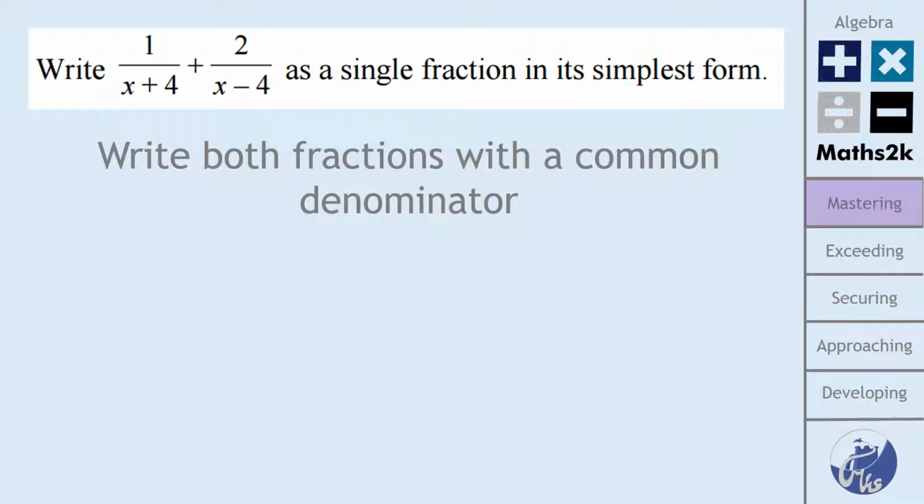The easiest thing to do is to multiply both denominators together in this case. Sometimes if the denominators are nicer, you might not have to multiply them both together, and you might just be able to affect or manipulate one of the fractions in order to match the other.